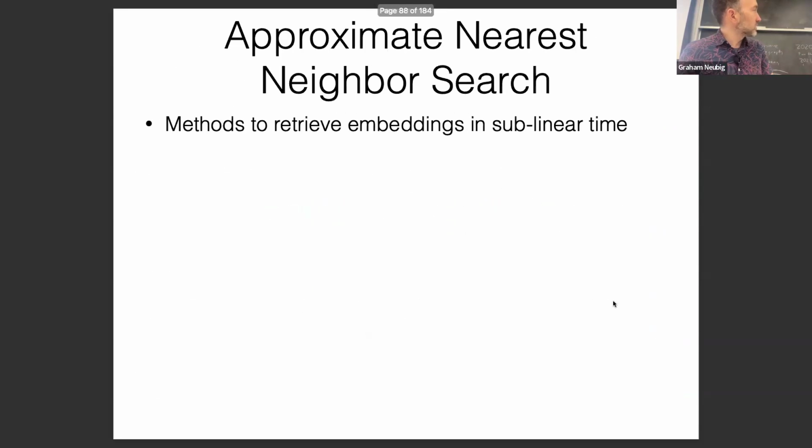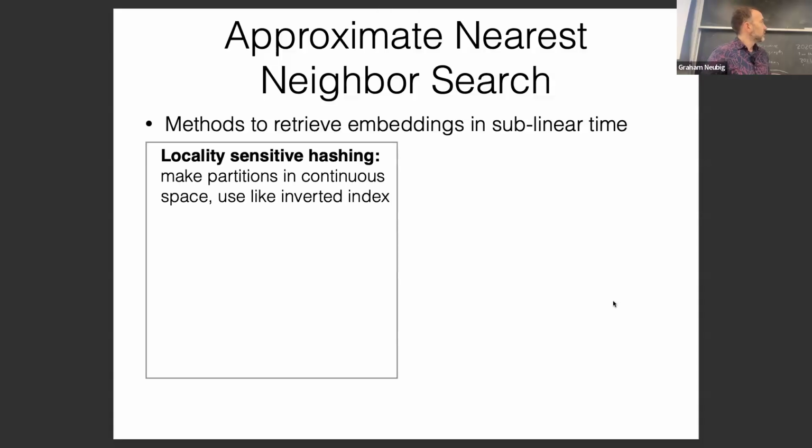So in order to do this, obviously we need a sublinear time algorithm. We need something that isn't linear in the size of our document database because that won't scale. So we have methods to retrieve embeddings in sublinear time. One common example of this is locality sensitive hashing. The way this works, if you remember inverted indices, an inverted index was basically mapping from a word in a sparse vector into all of the documents in the index.